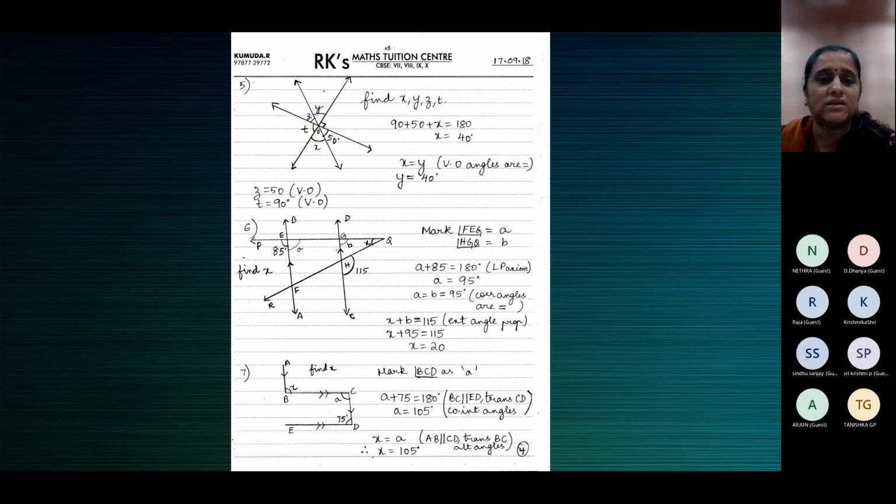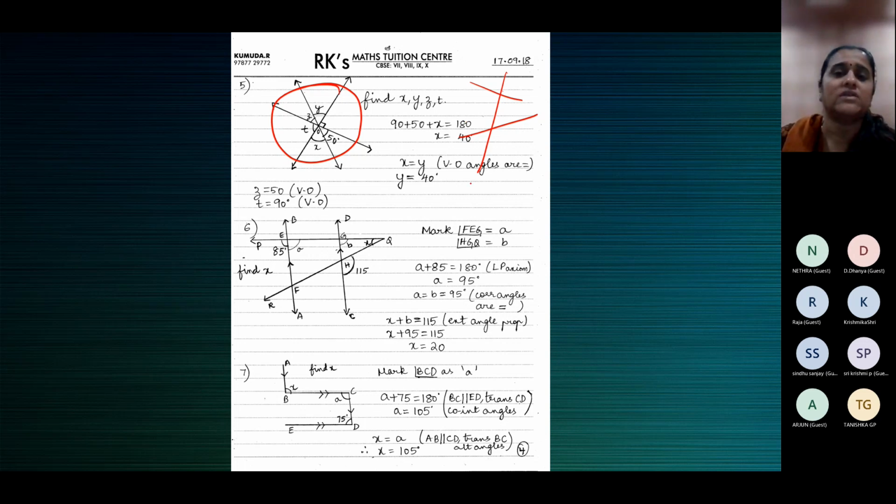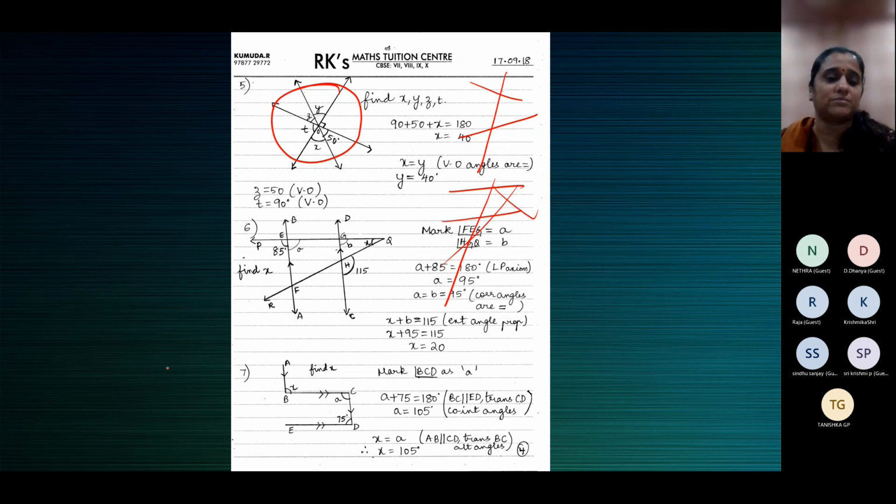So here there are no parallel lines, so don't think of that. Even if there are two lines and a transversal, don't think of alternate, corresponding or co-interior angles, because there is no property. Alternate angles are there, but they're not equal. Co-interior angles are there, but they're not supplementary. Only when you see a pair of parallel lines and a transversal should you think of alternate, corresponding and co-interior angles. Otherwise, don't even think of them.